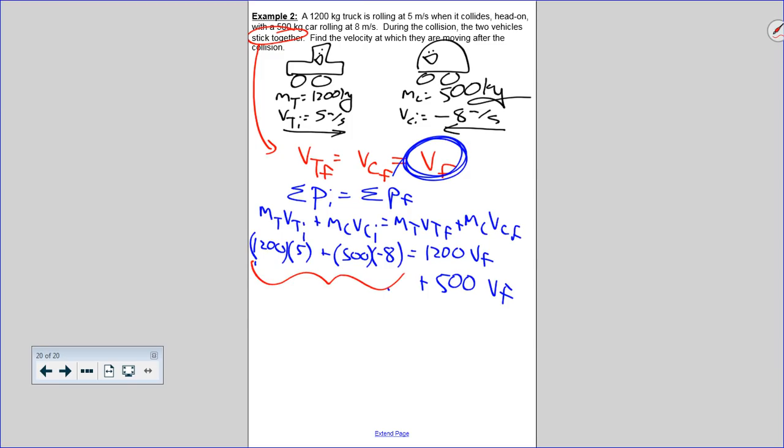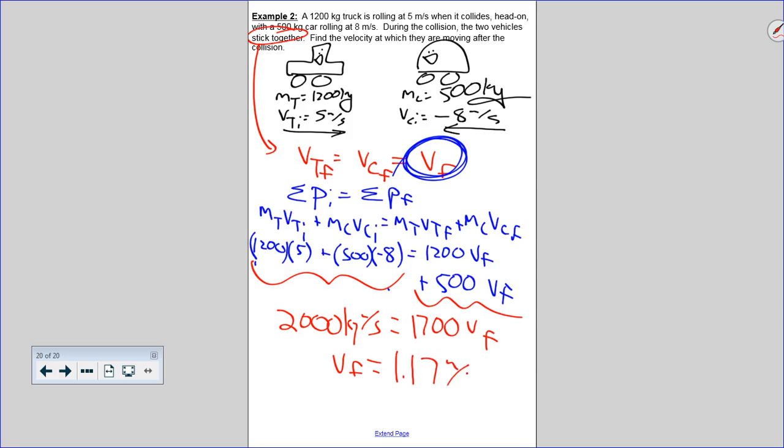This side of the equation just gives us 6,000 minus 4,000, so you get 2,000 kilogram meters a second, equals, on this side of the equation, 1,200 VF plus 500 VF, that's 1,700 VF. So divide both sides, and your VF turns out to be 1.17 meters a second. And just quickly by inspection, you can see both objects lost velocity, so we lost kinetic energy, and you couldn't possibly lose any more energy than this. So there we go.